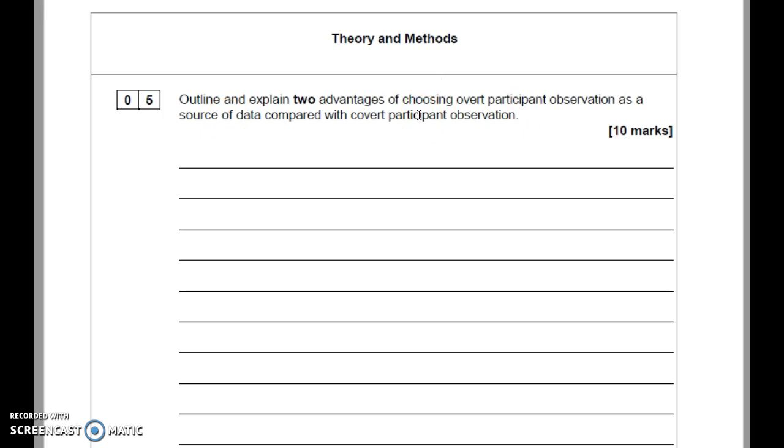Okay, what I would suggest is that you avoid being drawn into giving any disadvantages, because they tended to be ignored. Okay, so 10 marks are available for that question. And again, if needs be, do a little bit of a plan beforehand, just so your answer is quite logical. Okay, and spend 15 minutes on that one, and make sure that you are leaving yourself enough time to do the second theory and methods question.